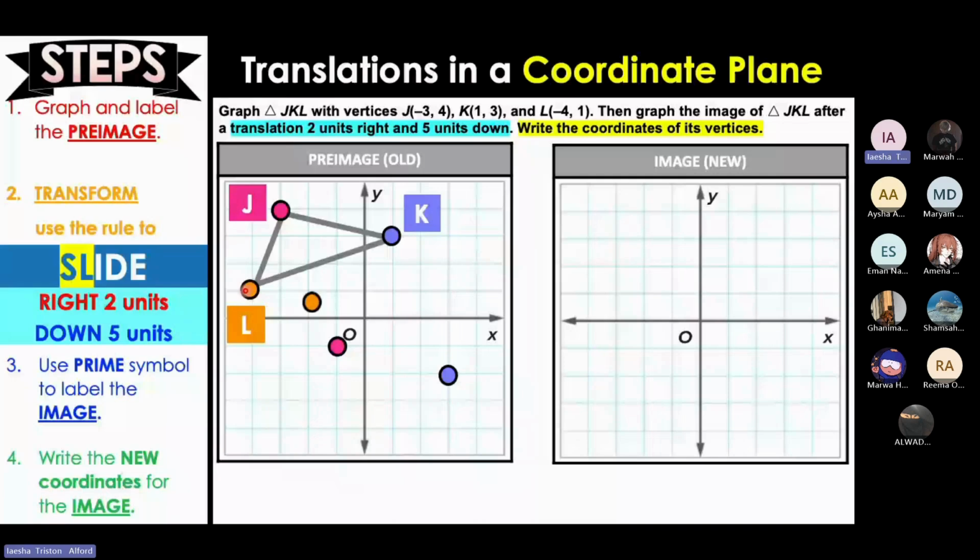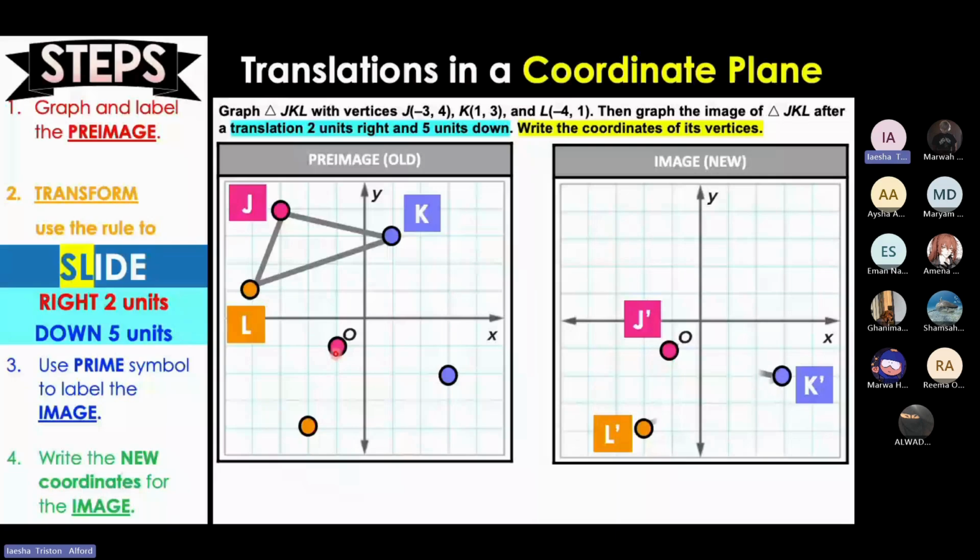Please remember that after you make the translation, this pink dot has a new name. It's not J. What's the new name? That's for you guys. I forgot the word. Prime. Good. J prime. It's not K. What's the new name? K prime. It's not L. What's the new name? L prime. Connect the dots.